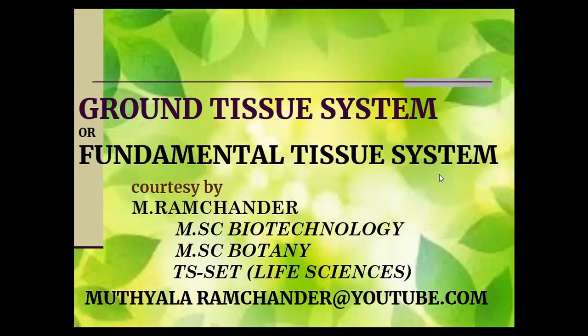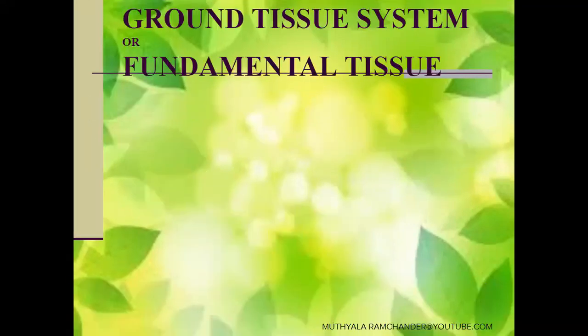Today we discuss the ground tissue system. In the plant body, except the epidermal tissue system and vascular tissue system, all remaining types of tissues belong to the ground tissue system or fundamental tissue system. Mainly in the plant body, the ground tissues are present in the following places. First one is the outer cortex.